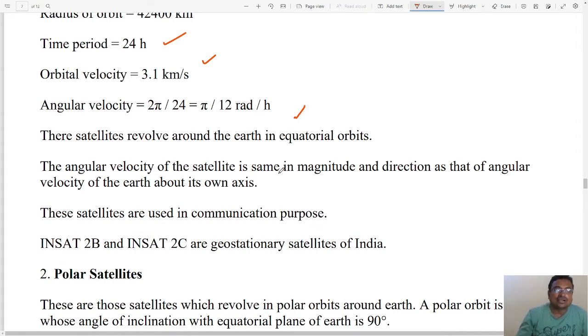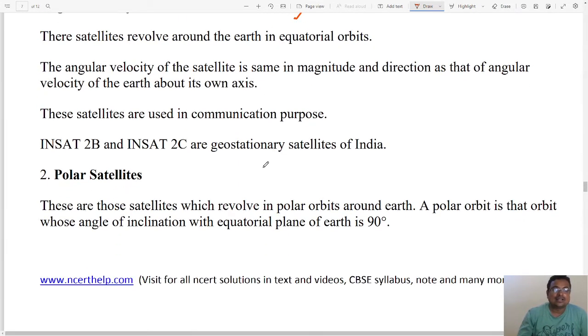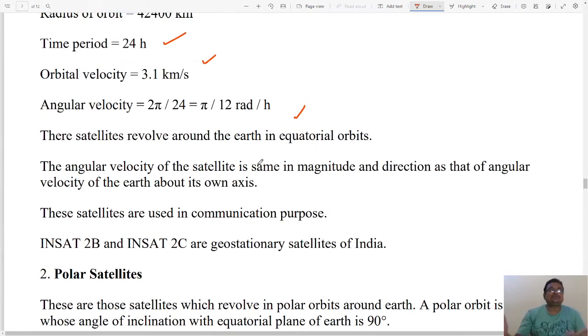Angular velocity of the satellite is the same in magnitude and direction as the angular velocity of the Earth on its axis. Now, what is the benefit of satellites? It is for global communication, internet.